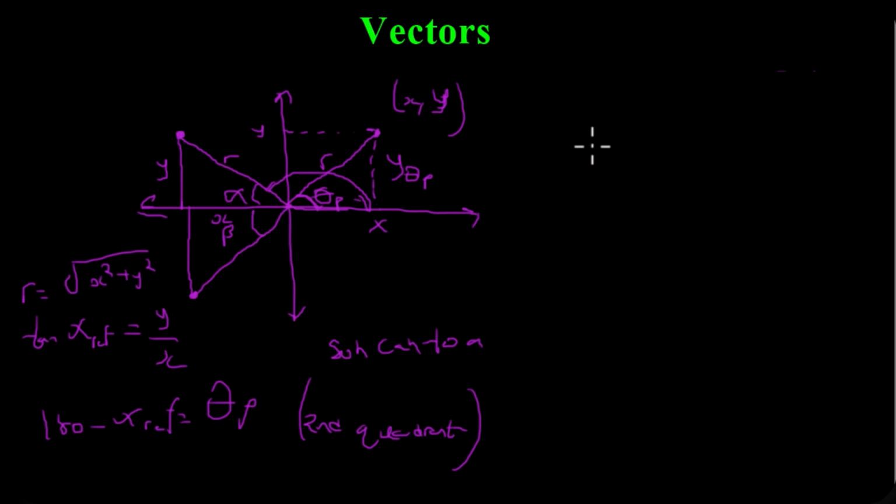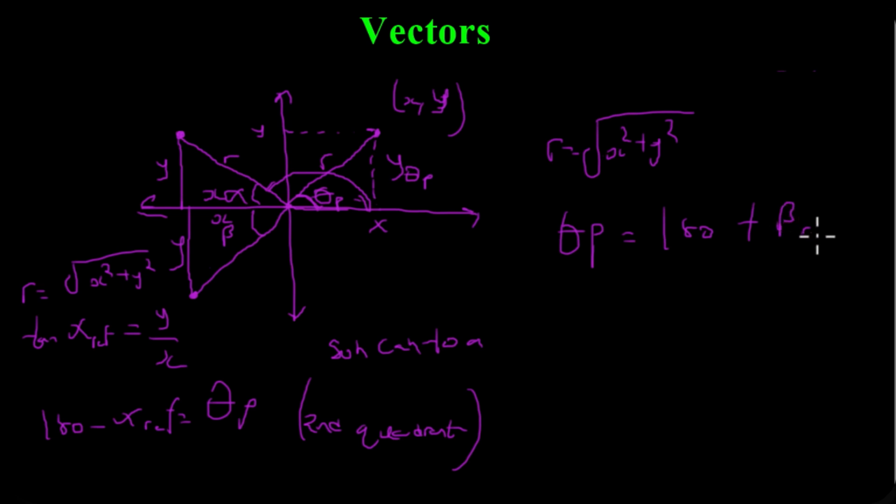So r again will always be equal to, since I have an x value here and a y value here, r will simply be equal to the square root of x squared plus y squared. And then my angle theta polar would be equal to 180 plus beta reference. So why is it 180 plus beta reference?